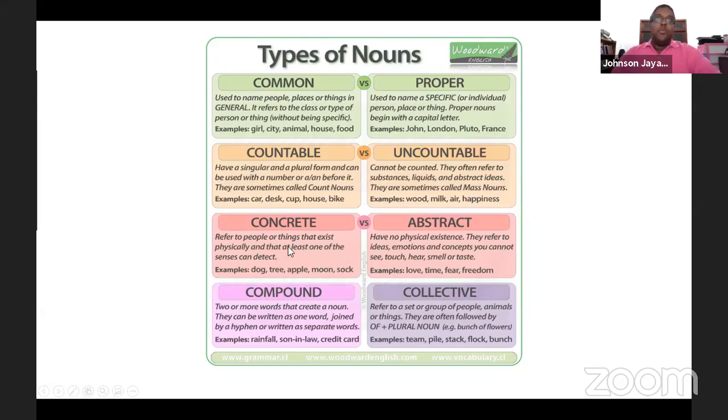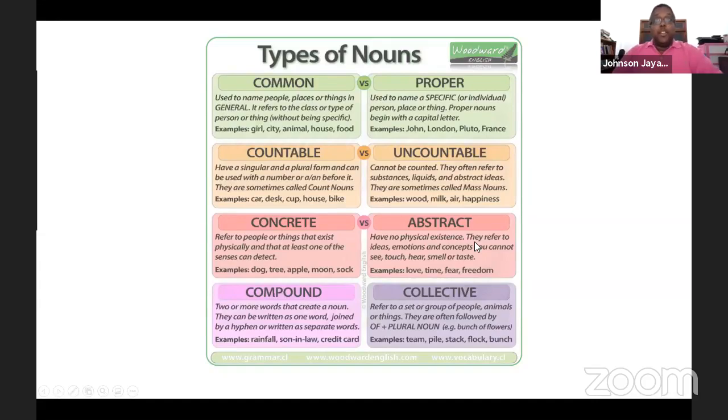And then we have the next 2 types of nouns, concrete and abstract. When we say concrete, it's a noun that you can physically see, touch, and feel, and sometimes you can even smell it. So dog, definitely you can see, touch, and smell. Tree, yes. Apple, moon. The moon you can see, you can't touch it because it's so far away, but it's physically there.